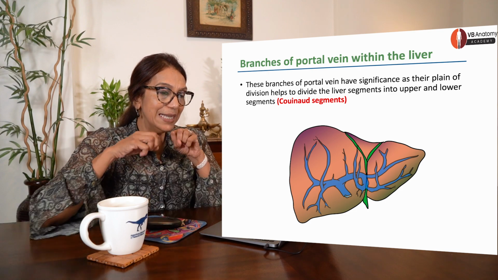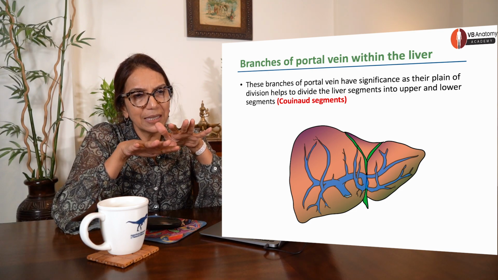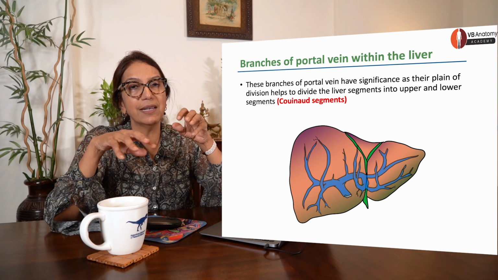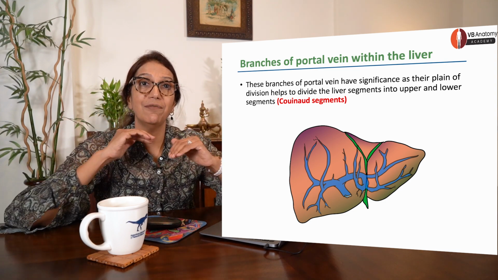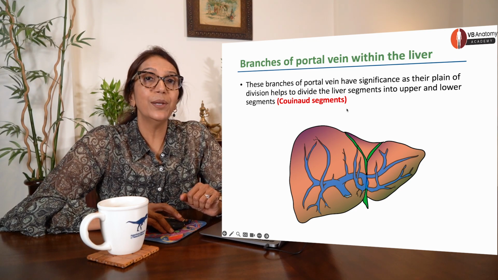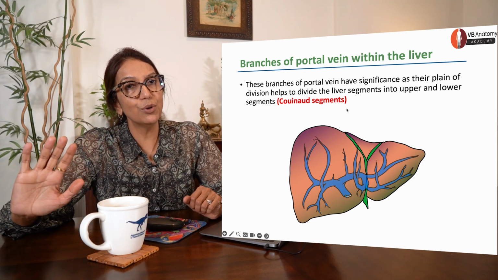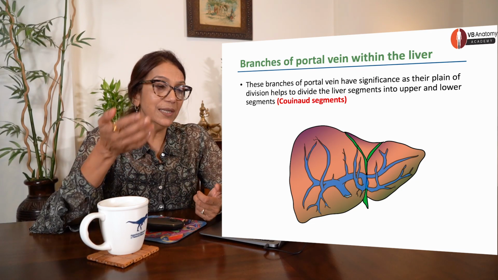Okay. So within the liver, remember, the portal vein divides almost at a level such that it helps to divide your liver into superior and inferior half, which is very important regarding the Couinaud segments. There's a separate lecture on Couinaud segments of the liver. Please go and see that to understand further details.